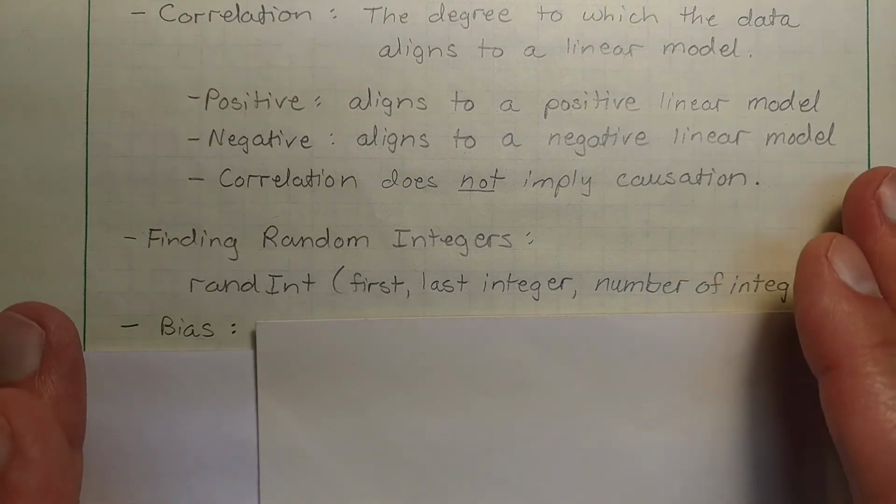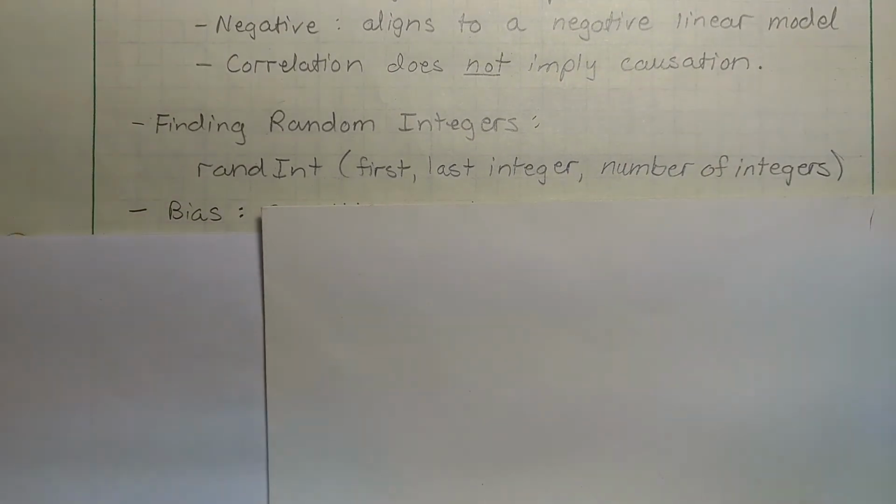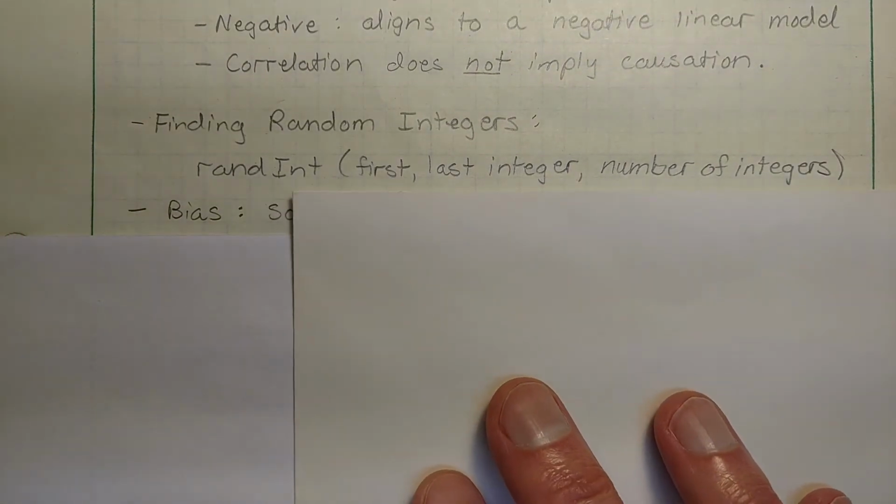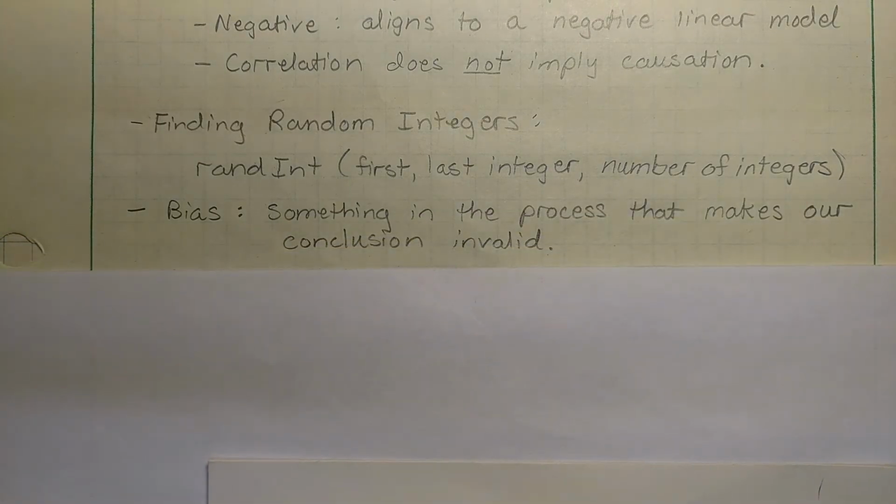Another thing to be aware of is something called bias. We're really just defining a lot of things you need to be aware of with regard to statistics. Bias is basically something in the process that makes our conclusion invalid. It doesn't have to be something in a person's mind when we're talking statistically. It could be something in our formula or something in our methodology, the way that we gathered information, that makes it invalid because it skews our results one way or the other. That would be the idea.